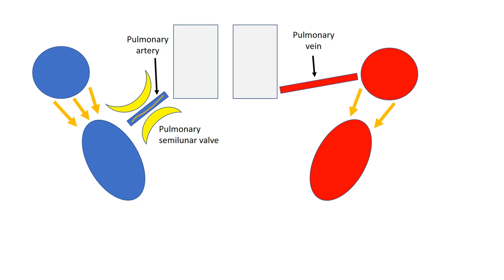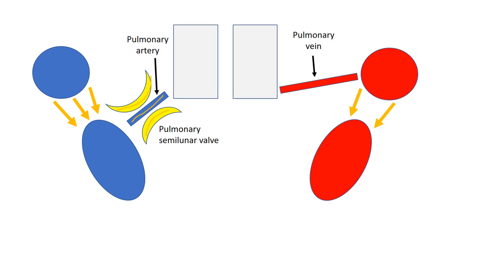They also move through the pulmonary semilunar valves. Semilunar sort of looks like a crescent moon. The pulmonary valve or the pulmonary semilunar valve controls blood flow from the right ventricle to the lungs.